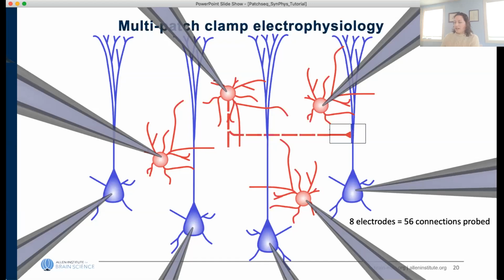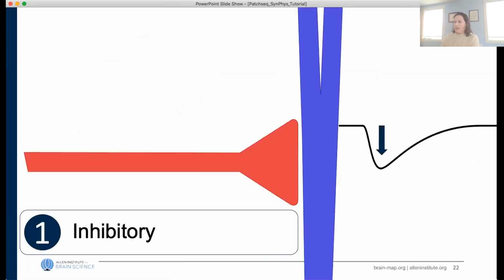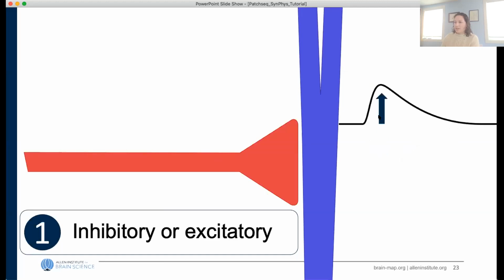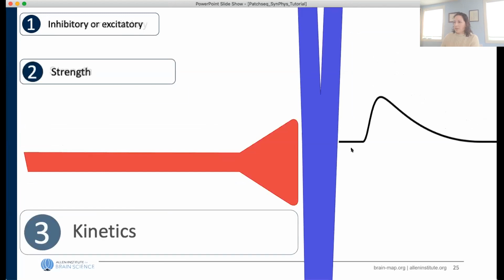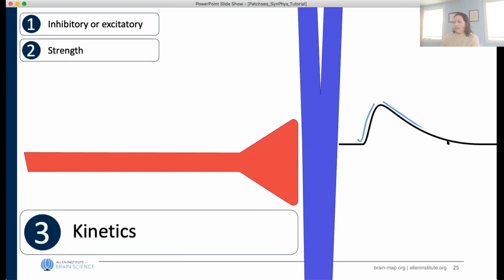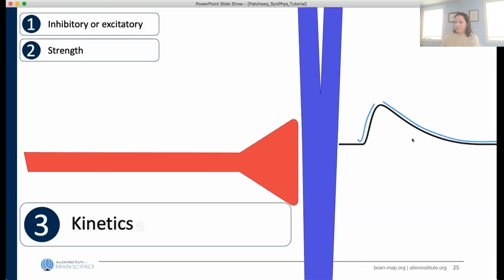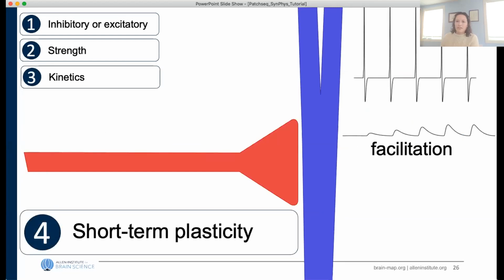When we do find a connection, we can quantify the different properties of the synapse. For instance, we can see if the connection is inhibitory or generates an IPSP, or whether it's excitatory. We can measure the amplitude of these responses and get an idea of the strength of this synapse. We can measure the time course or the kinetics of the rising phase, or the rise time, or the decay phase, the decay tau, to get an idea of the kinetics of these responses. And we can look at how these responses evolve over time.